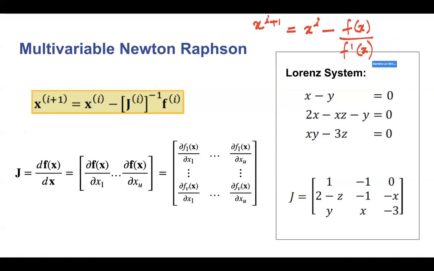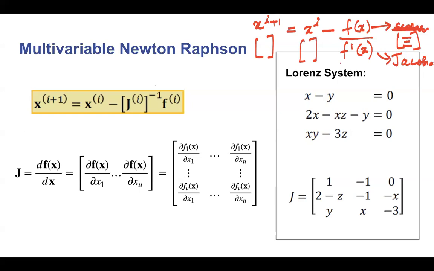Gradient. Now, when it comes to multi-dimension, x i plus 1 is a column vector, and x i is also a column vector. Instead of f dash of x, you will have the Jacobian. Sorry, f of x is not a scalar value. F of x has three functions, so it will also be a column vector. Three functions will be there. Sorry for that.